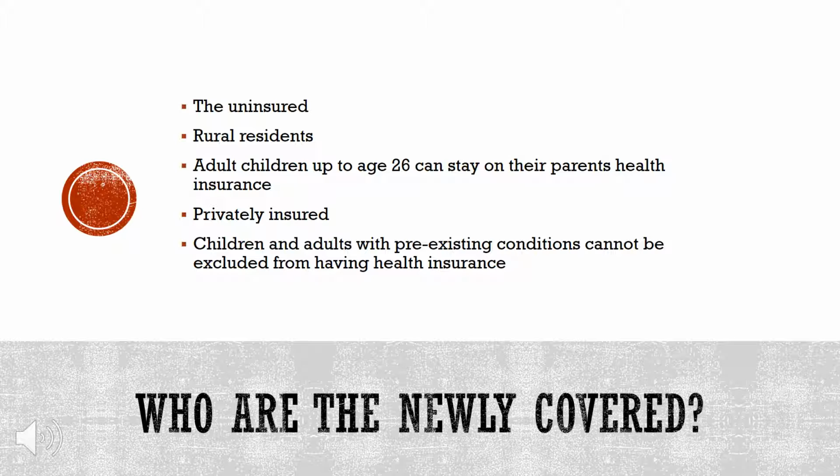Who are the newly covered? The uninsured. Rural residents. Adult children up to age 26 can stay on their parents' health insurance. Privately insured. Children and adults with pre-existing conditions cannot be excluded from having health insurance.